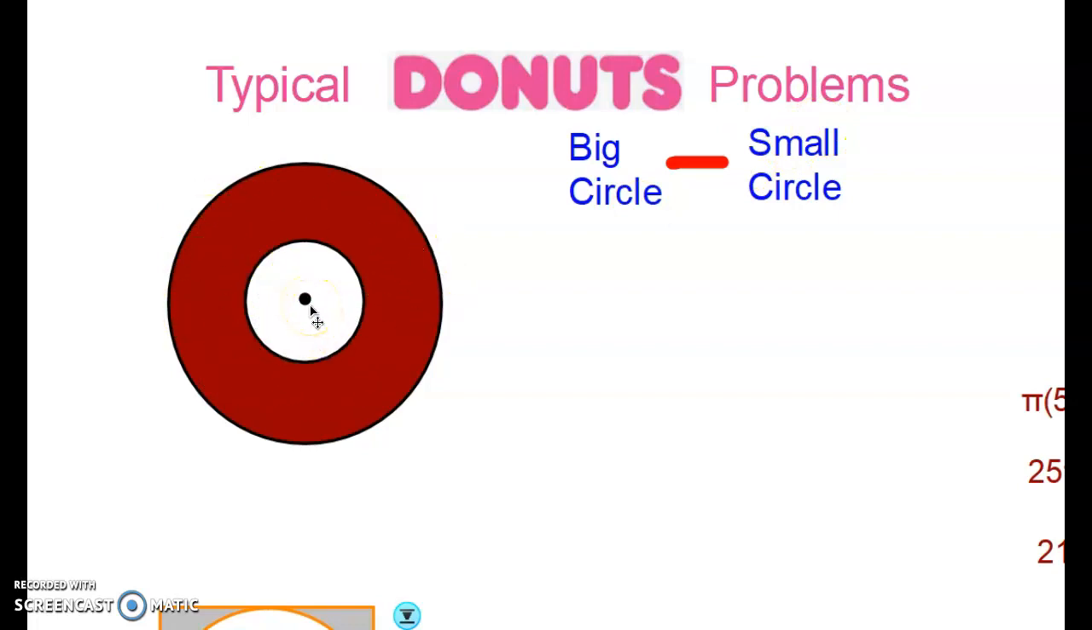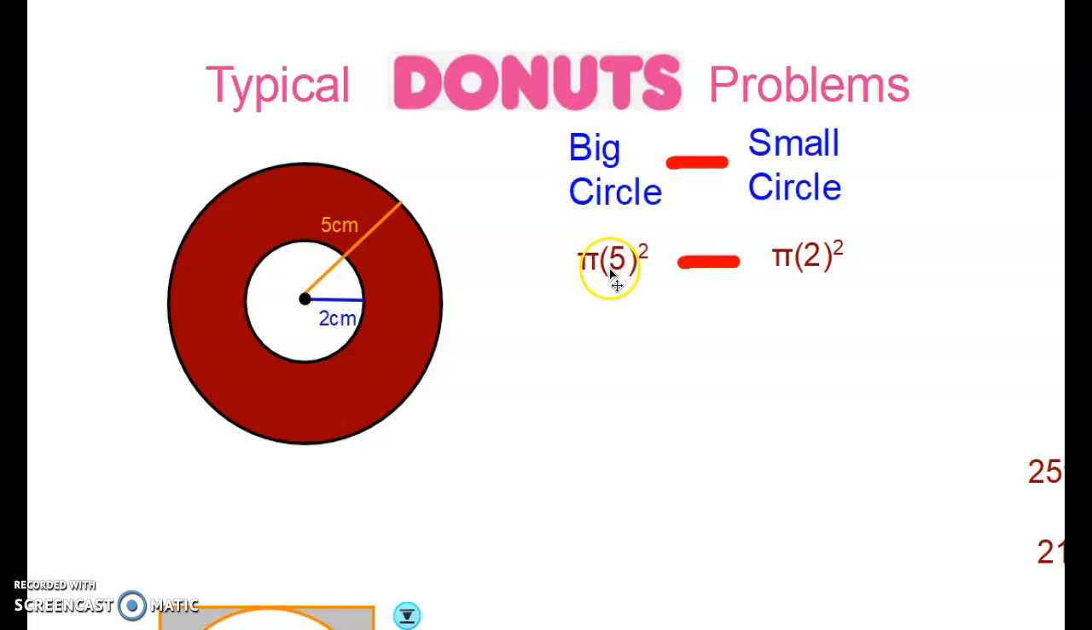So those are the type of problems we're going to be seeing on slide 3. So if I just put some numbers here, the small circle, the white circle, has a radius of 2. And then the maroon colored, brick colored circle has a radius of 5.